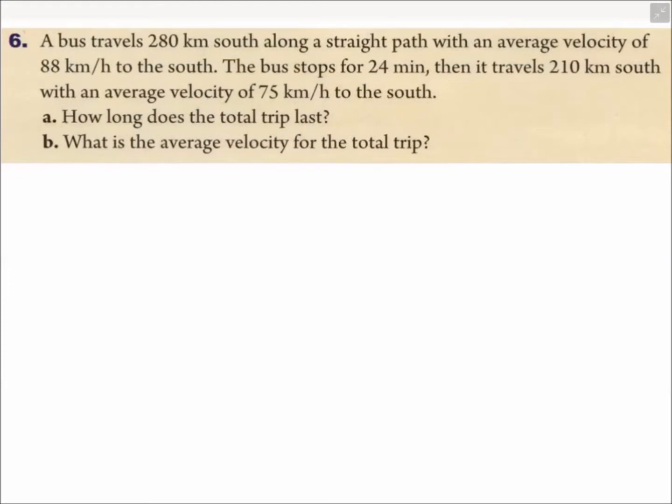Welcome everyone. In this question, it says a bus travels 280 km south, straight path, average velocity of 88 km per hour. And the bus stopped for 24 minutes, then it traveled 210 km to the south again, with the average velocity of 75 km per hour. At A, it's asking how long does the total trip last. That means it's asking what is the delta t, and at B, it's asking what's the average velocity of the total trip. So B, I have to calculate V average. And let's solve firstly A.